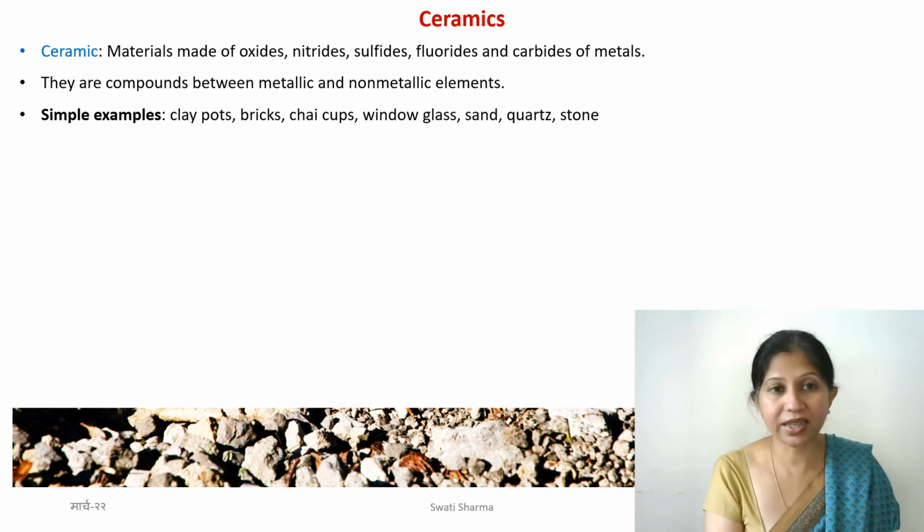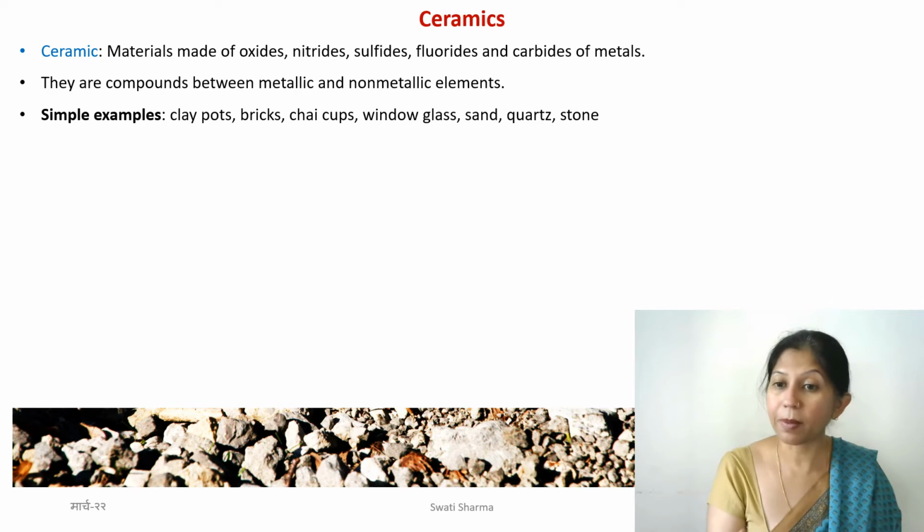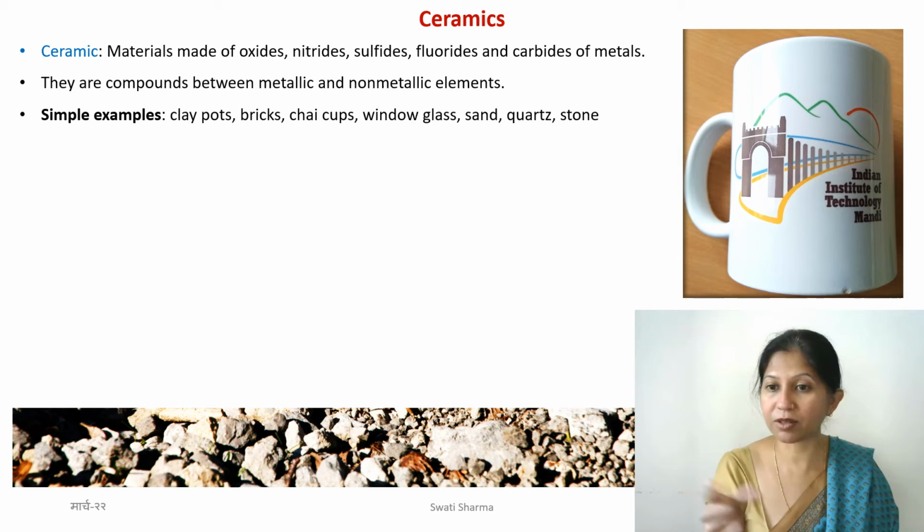Okay, so I said that simple examples of ceramics are stones and clay pots. So you've seen clay, right? And terracotta and these kinds of things. So clay pots, bricks, the coffee mug, chai mug. This is my coffee mug. So this is also a type of ceramic. Porcelain, basically. A lot of porcelain utensils, all of these things are made of ceramics. So this is one example.